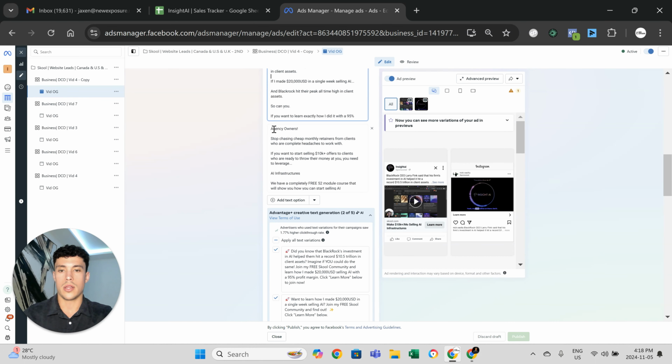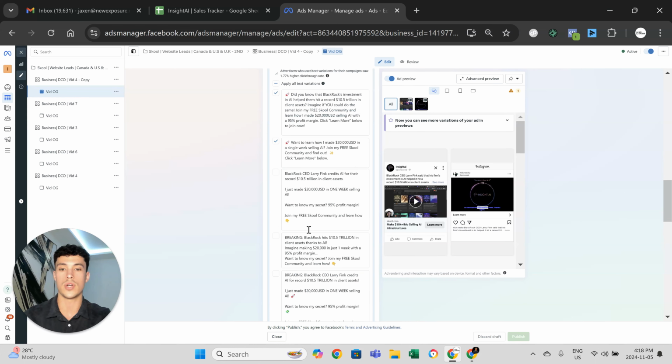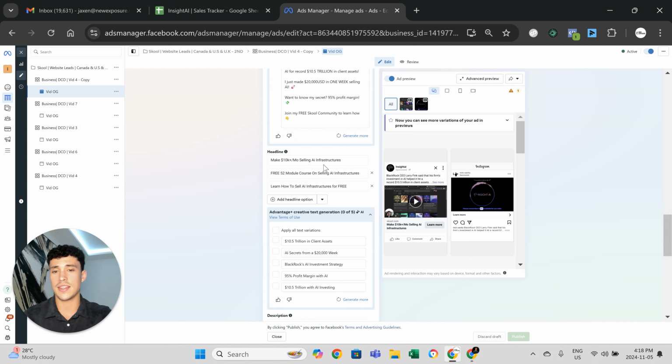And then this one as well, calling out agency owners, which is our ideal market, and then dropping some buzzwords like 10K offers, AI infrastructures, and free 52 module course. Anything with free, put it all caps, it just stands out. People love free. And so these headlines again as well: make 10K a month selling AI infrastructures, free 52 module course, how to sell AI infrastructures for free.